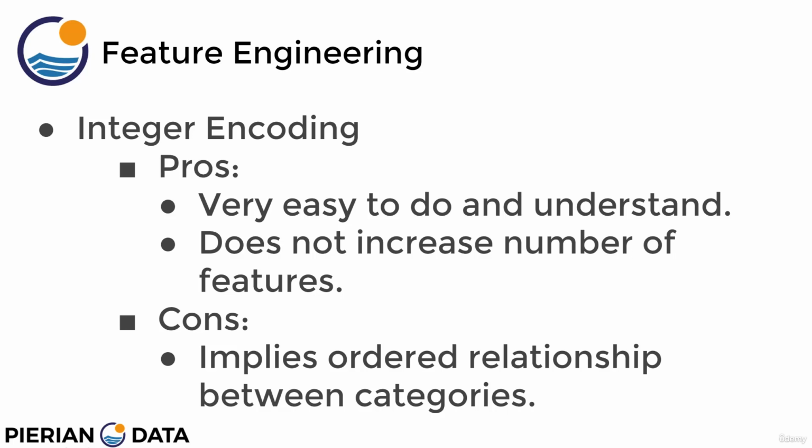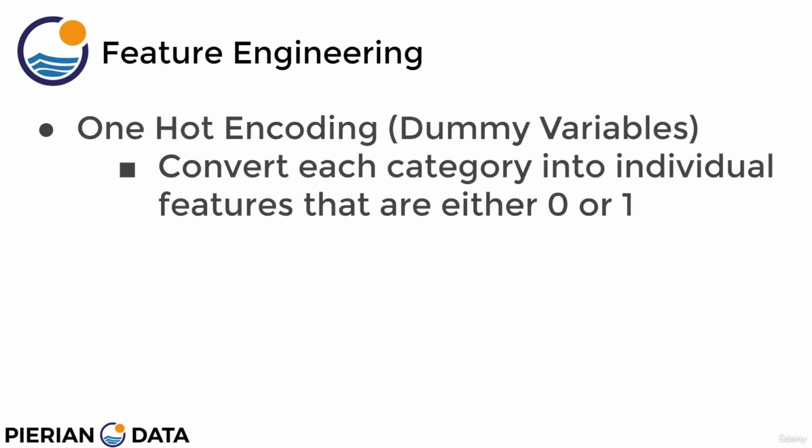the case. So what happens if it's not the case? Do we have another option? Fortunately, we do with one-hot encoding, otherwise known as creating dummy variables. Essentially what we do is we convert each category into individual features that are either a 0 or 1, depending if they were actually that particular category.